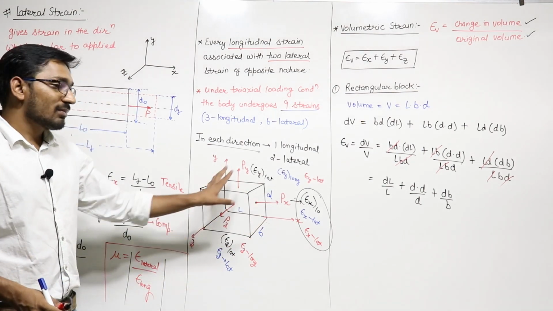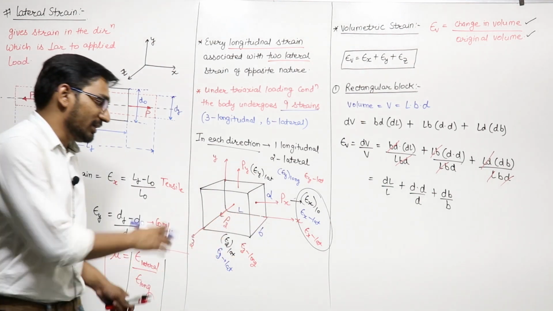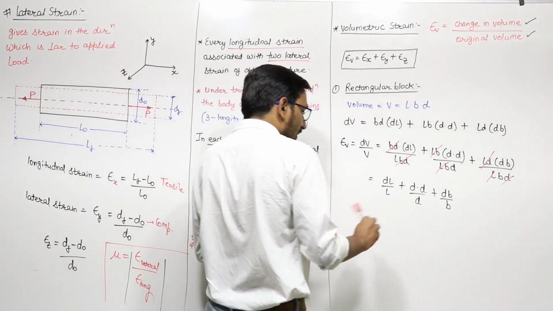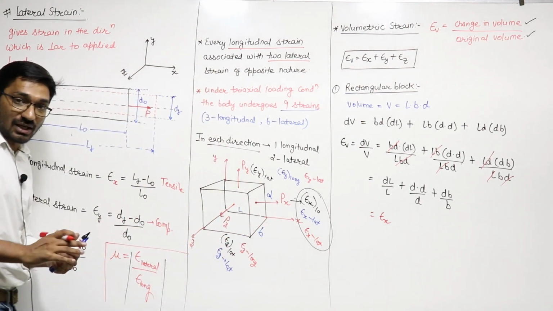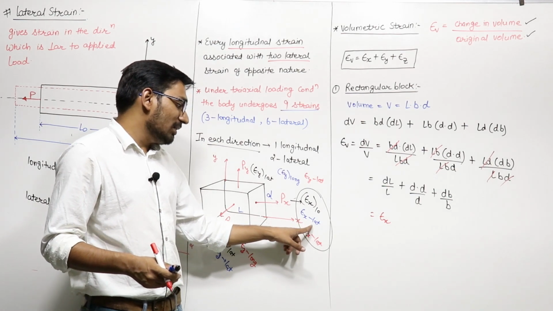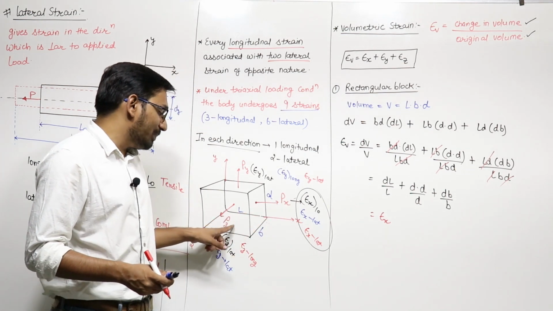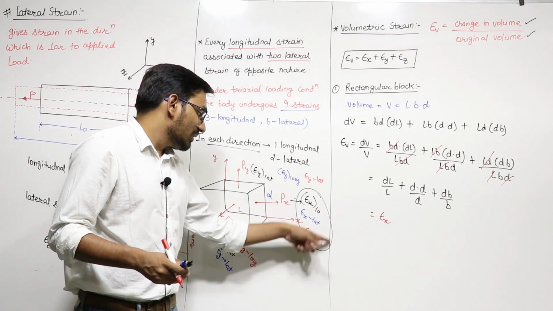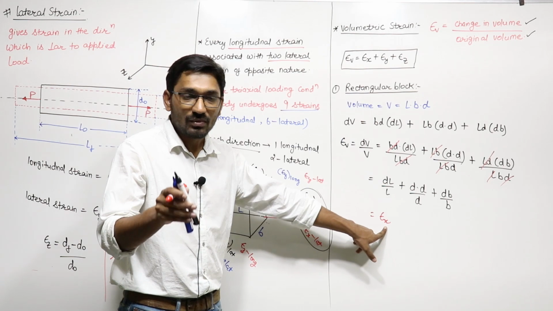If these are the dimensions of this, the change in length upon original length, where length is in the x direction, is your epsilon x, the total strain in x direction. What is the total strain in x direction? It is epsilon x lateral because of Py, epsilon x lateral because of Pz, and epsilon x longitudinal because of Px. This combined will be equal to epsilon x, right?